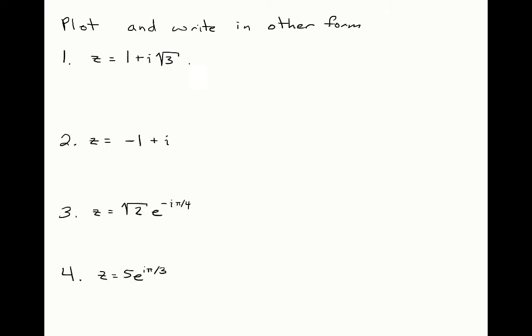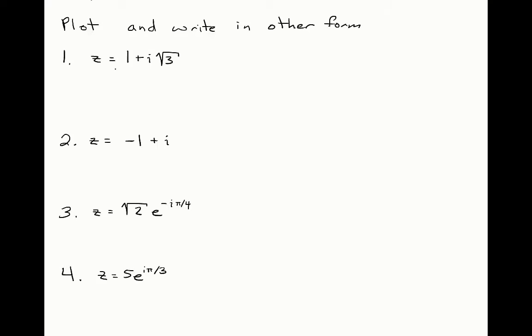Alright, so I'm going to give you a couple to work out yourself. So what I'm going to do is give you a complex number in either polar form or rectangular form. I want you to plot the complex number, and if I give you the number in rectangular form, I want you to write it in polar form. If I give it to you in polar form, I want you to write it in rectangular form. So I have 4 for you to write out. These first two I gave you in rectangular form, so I want you to write them in polar form. The second two I gave you in polar form, so I want you to write them in rectangular form. Alright, pause the video, work them out, and then we'll go from there.